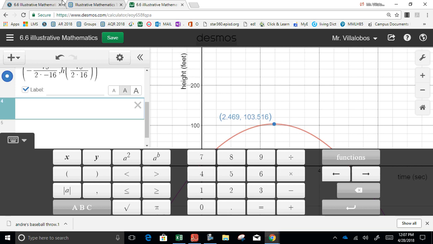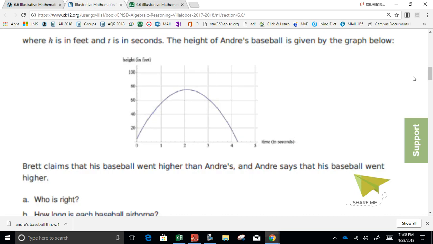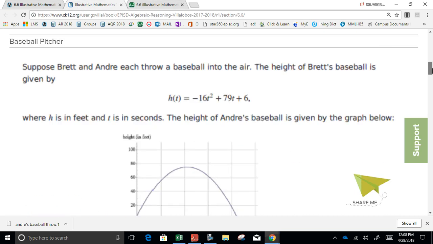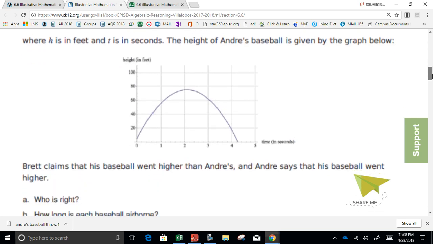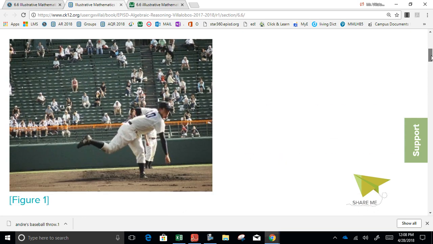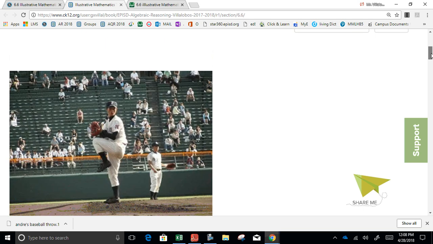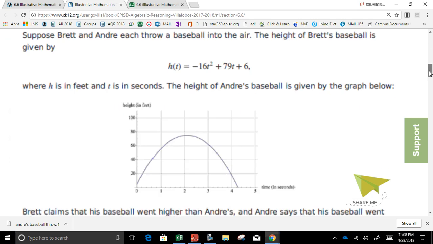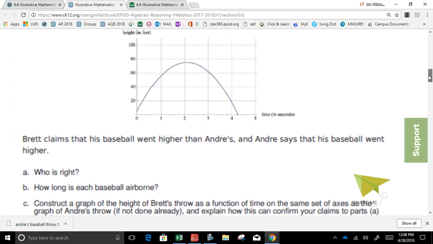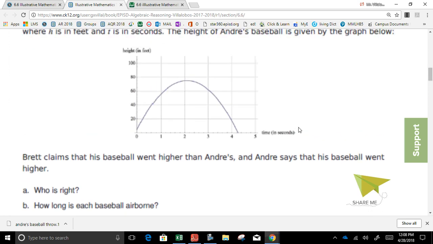Looking at the assignment here, the height of Andre's baseball is there. He threw it for assignment 6.6. Now take a look at the graph. What we need to do here is mark this graph. This point at 1 second seems to be at not 50.